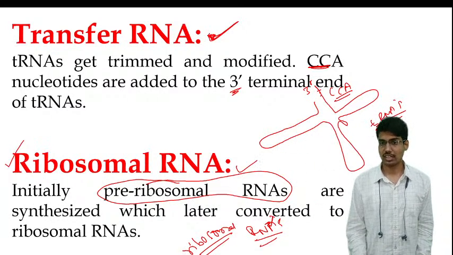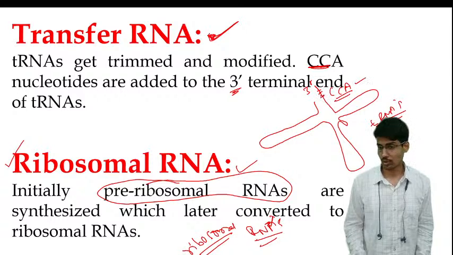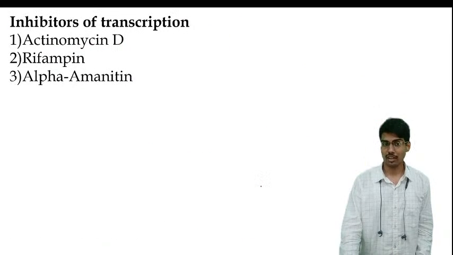This is at the 3' end of this tRNA. After its synthesis, these CCA nucleotides are added, and in the case of the ribosomal RNA, only the pre-ribosomal RNAs are synthesized first. Then these are converted into the ribosomal RNAs.